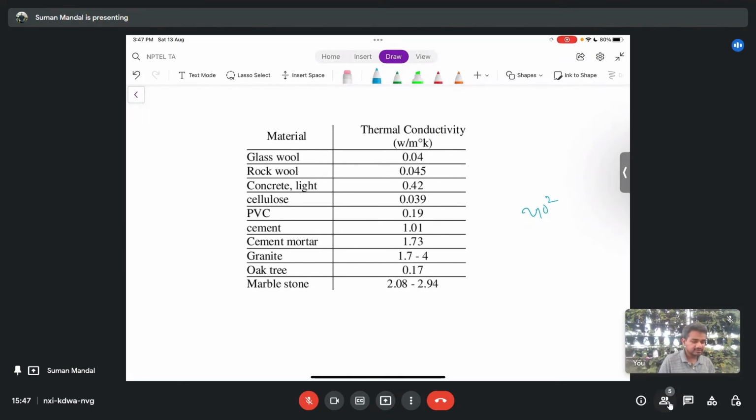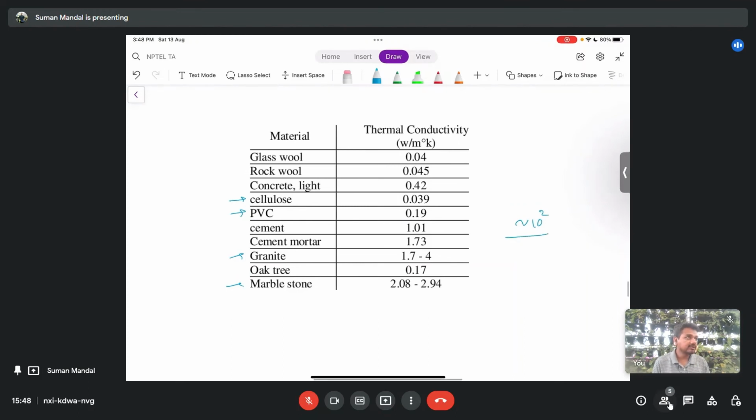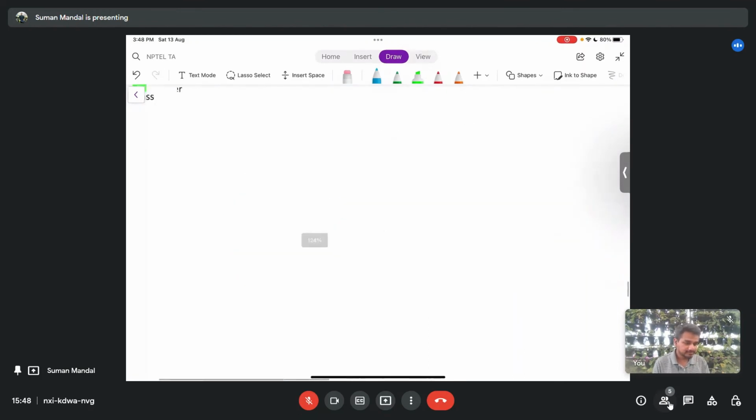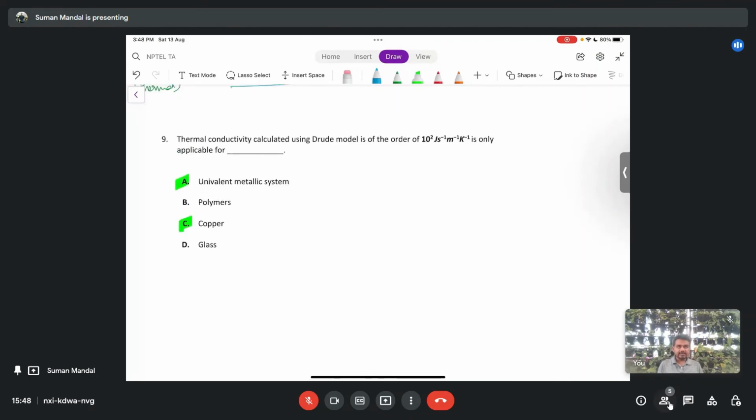They should be around 100 if the Drude model was applicable to them. And we see that for glass wool, rock wool, polymers, non-metals, we are very far away from the Drude model's expected answers. So this is not applicable for non-metals. So the Drude model is applicable only for the univalent metallic systems and copper. It does not fit the polymers and glass.